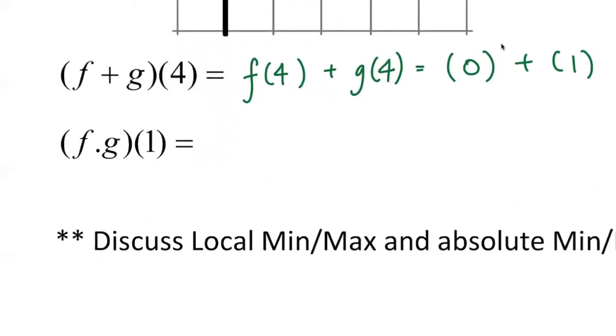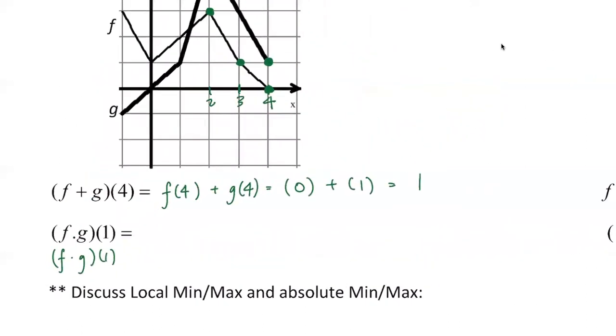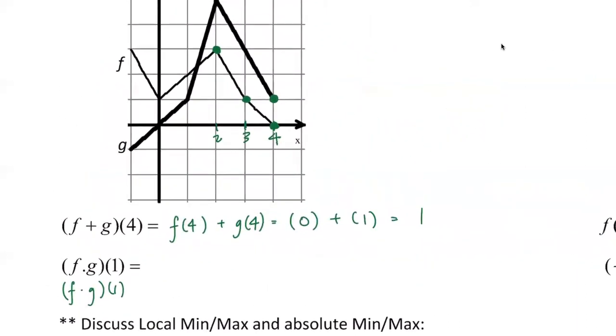And over here, we have f times g of 1. Apologize for this slightly misplaced dot, which stands for multiplication. To make yourself less confused, I put f dot g of 1 right there. In terms of notation, it simply means f of 1 times g of 1. What is f of 1? It's right here. f of 1 is equal to 2, times g of 1, which is equal to 1. So 2 times 1 is equal to 2.